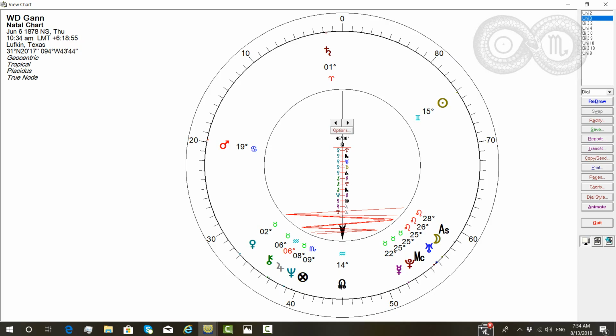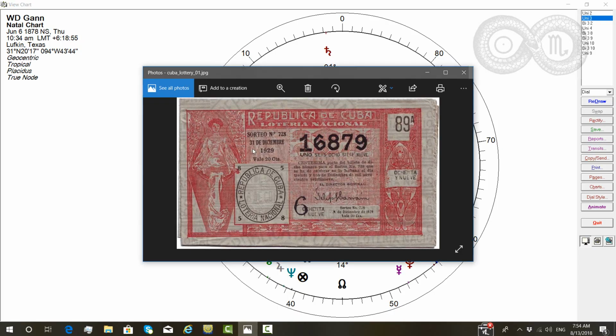Okay. Now, the interesting thing was that he used to fly. He had his own pilot and plane. He used to fly to Cuba to play the lottery, and this is what the lottery tickets used to look like, and they were a series of numbers.